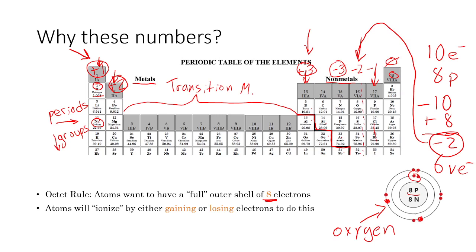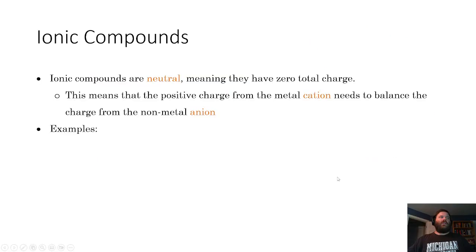Okay, let's bring me back here. Alright, finally, talking about ionic compounds. The ionic compounds themselves are neutral, meaning that they have 0 total charge.